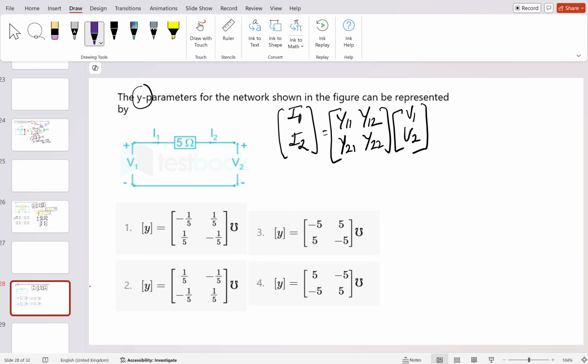You just have to write the equations. Okay. Anyone?